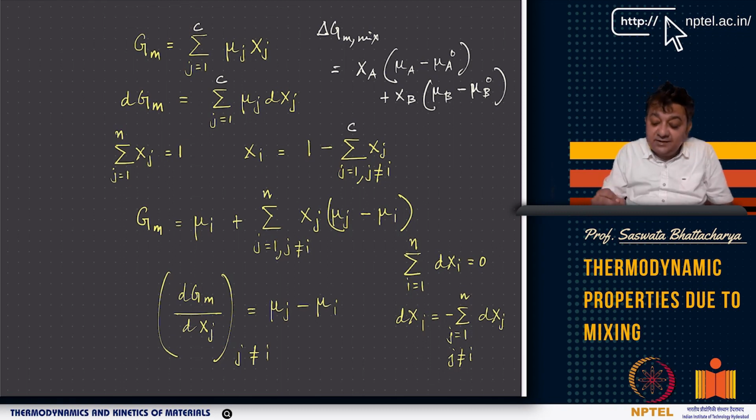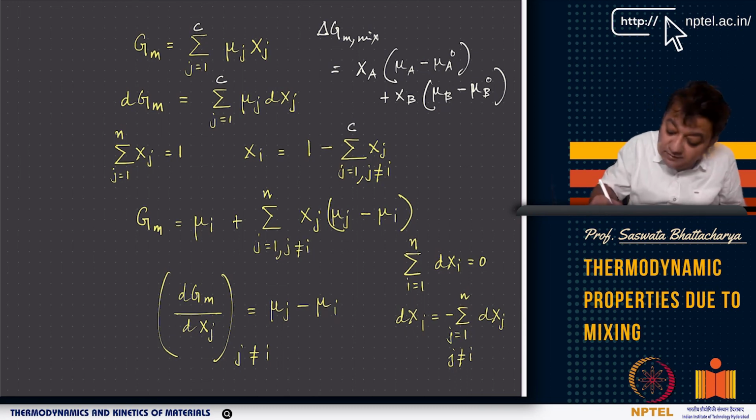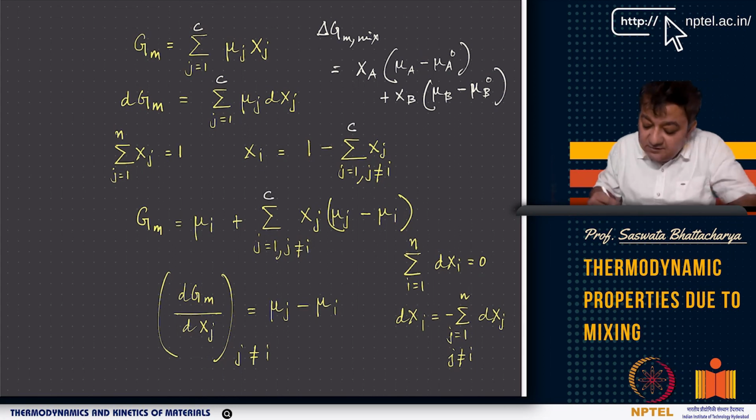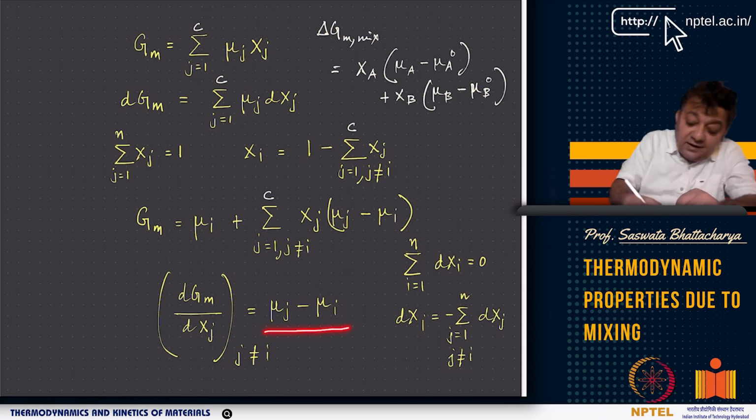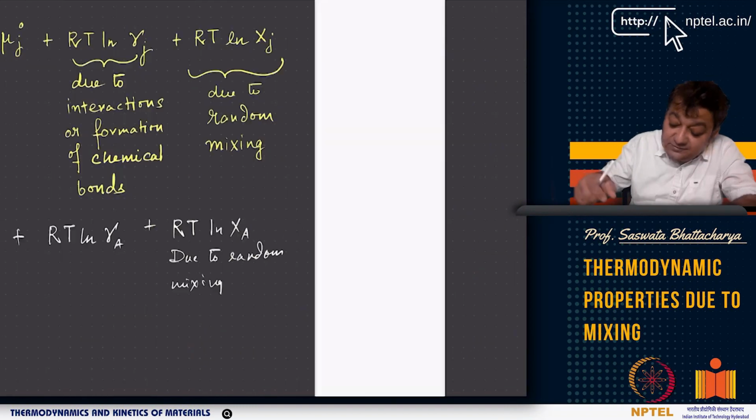So Gm is mu i plus the summation, j equals 1 to C, j not equal to i, of xj (mu j minus mu i). So dGm by dxj, for j not equal to i, is mu j minus mu i. This is something I drew when I did the tangent construction. We basically did this, and I just want to reprise it.